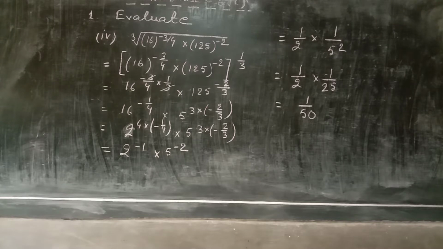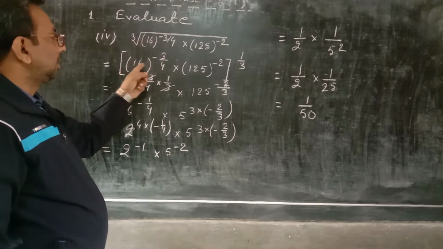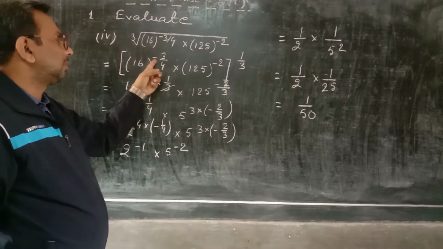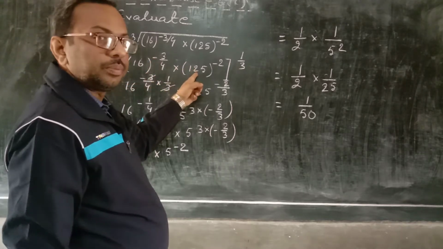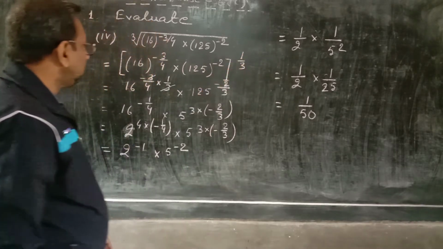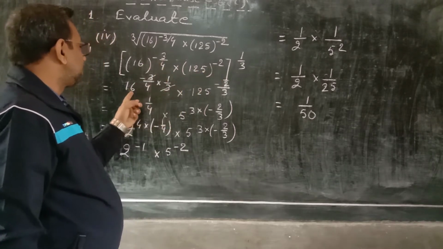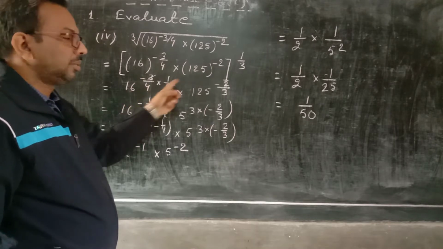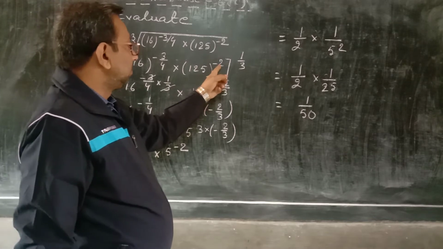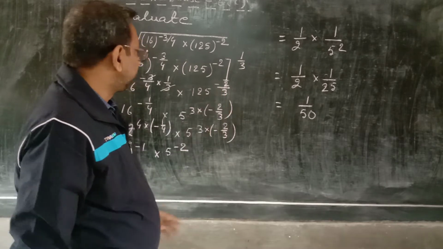So for this, I have written the first step. I remove this cube root, and for that, I have given here power 1 by 3. It became 16 to the power minus 3 by 4 into 125 to the power minus 2, all to the power 1 by 3. So this power is multiplied with the power of these two. So I wrote 16 to the power minus 3 by 4 into 1 by 3 into 125 to the power minus 2 into 1 by 3. So it will be 125 to the power minus 2 by 3.